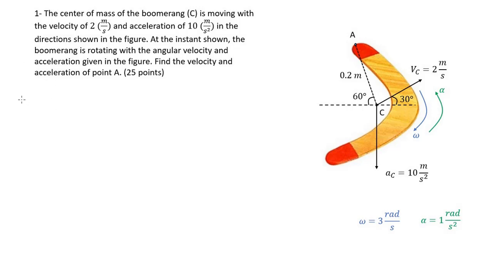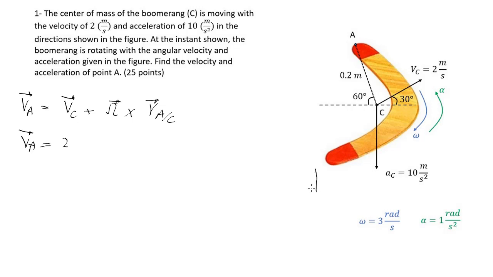For velocity, I can write down VA is equal to VC plus omega cross RA with respect to C. This is the formula that we derived for rigid body dynamics. All I need to do here is substitute these quantities. So we have VA is equal to VC. VC is 2 meters per second in this direction, which makes a 30-degree angle with the horizontal direction.